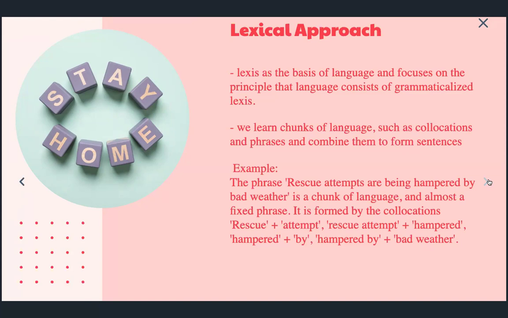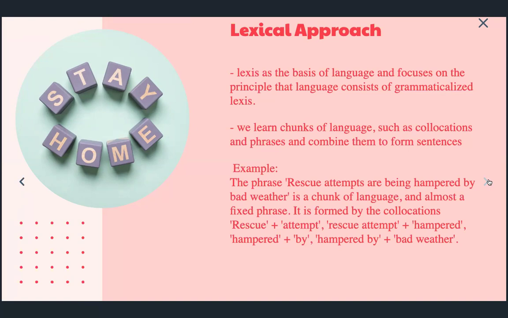The main idea is that we could learn chunks of language, such as collocations and phrases, and then combine them to form sentences instead of focusing on the syntactic structures. The units are words, chunks formed by collocation, and fixed phrases. From a psycholinguistic point of view, the lexical approach consists of the capacity of understanding and producing lexical phrases as non-analyzed entities, chunks, as we have said before.